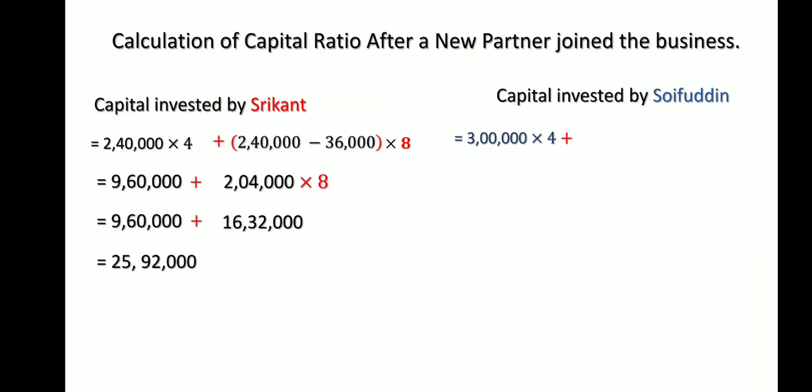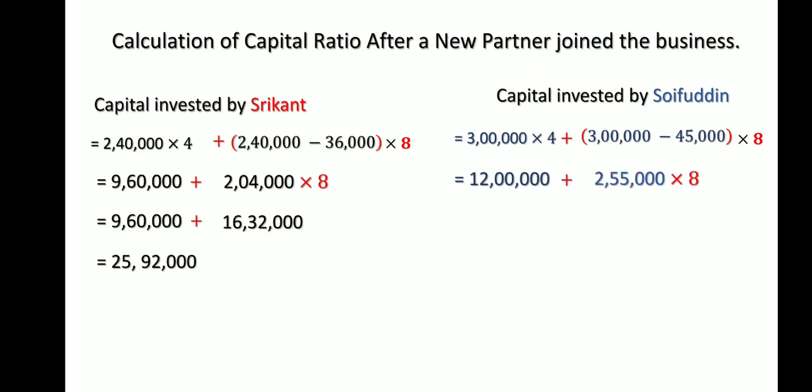Plus, everything changes after 4 months, like I told you. He had a capital of 3 lakhs, from which he withdrew 45,000, and that is in the business for 8 months. So that's 12 lakhs plus 2,55,000 into 8. You'll get 12 lakhs plus 20 lakhs 40,000, and that comes to 32 lakhs 40,000. So these are the capital invested by these two partners.